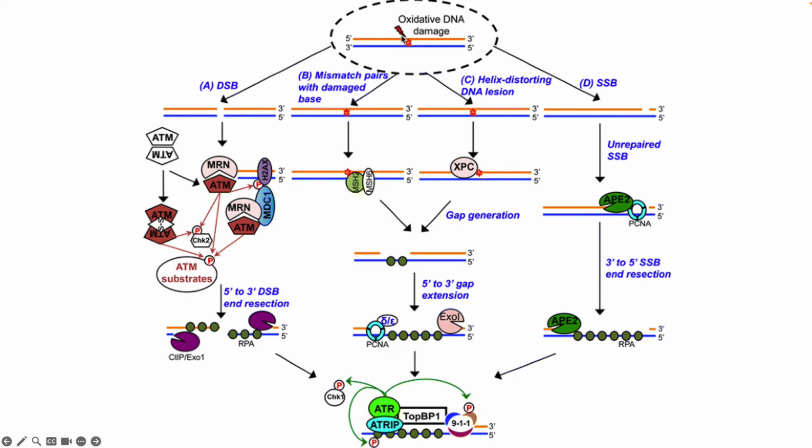So, what happens when there's this oxidative damage to DNA? A DSB can occur and an SSB can occur. A DSB is a double strand break and an SSB is a single strand break. So either both strands of the DNA are broken or just one strand of the DNA is broken.